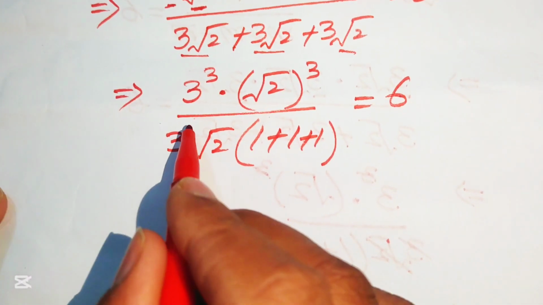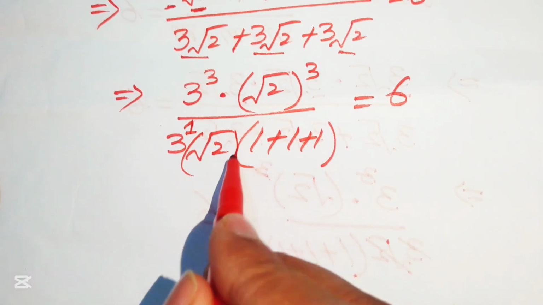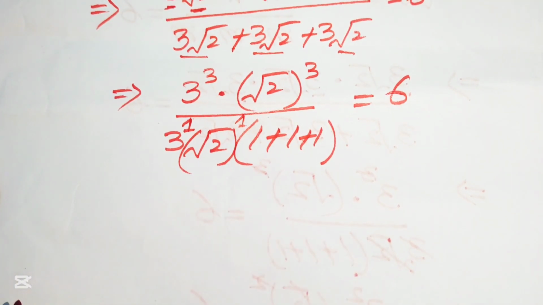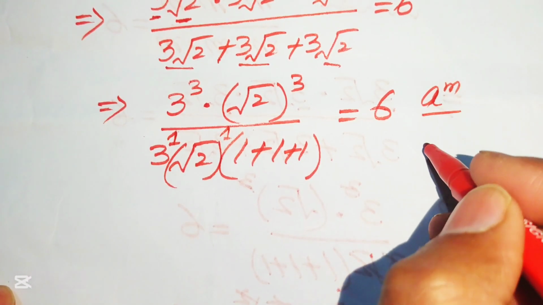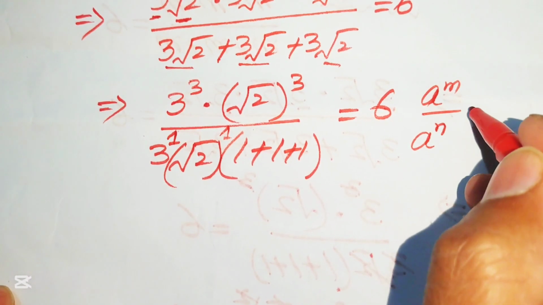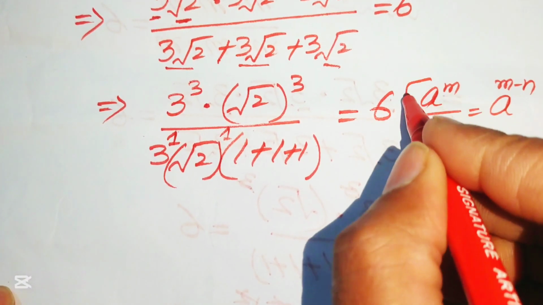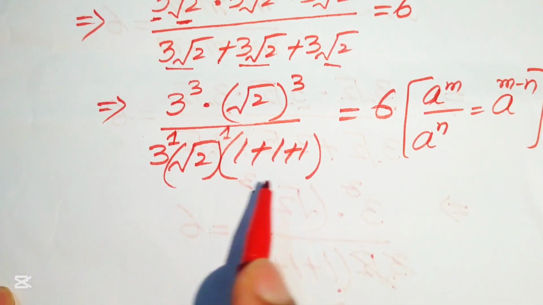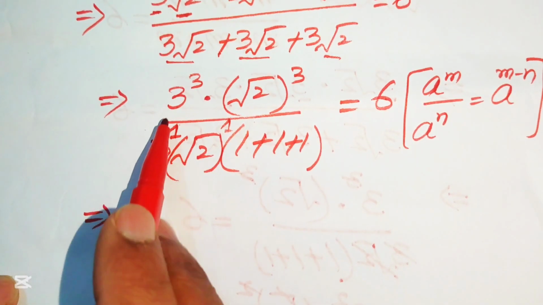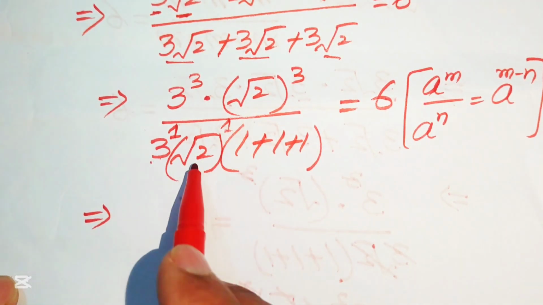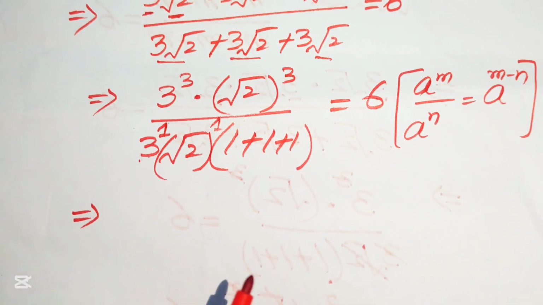Okay, so further you see here the exponent of this term is 1. Similarly, the exponent of square root of 2 is also 1. So here we apply this exponential law, a to the power of m over a to the power of n equals a to the power of m minus n. We apply this exponential law on both of these terms. You see that the bases of 3 are the same and the bases of these two terms are the same, so we subtract these two exponents and these two exponents as well.